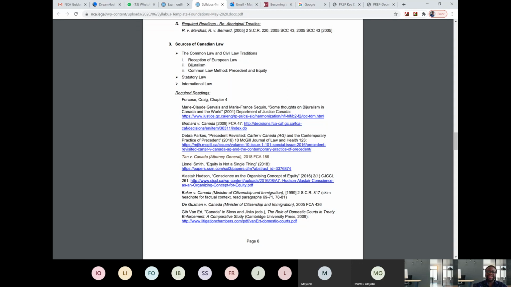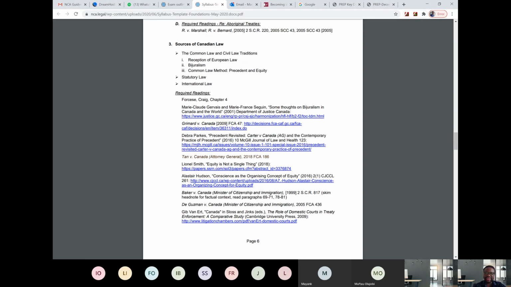We'll also be reading the article "Equity Is Not a Single Thing." We mentioned among the sources of law that equitable doctrines are part of the sources of Canadian law. There's this cliche that equity is whatever the Lord Chancellor thinks. In this article, we'll be examining that concept. What does equity mean? Is it one thing? Is it whatever the Lord Chancellor thinks, or does it mean some other things? We'll be looking at that as well.